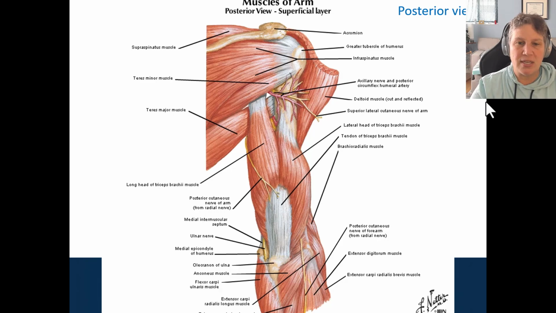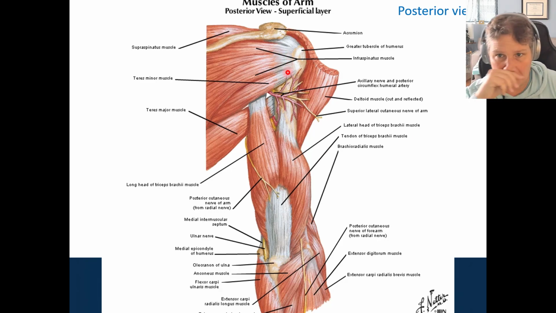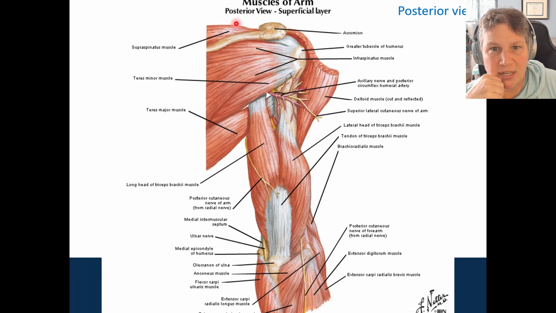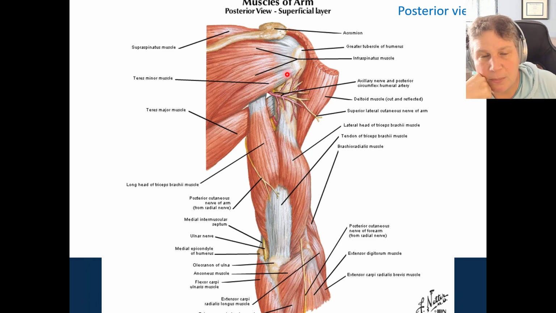Okay, here are some posterior view muscles. So what can you see here? Got some better pictures of the rotator cuff muscles, and we'll talk more about that. But we have the teres minor, infraspinatus, and supraspinatus. The other muscle, the subscapularis, is anterior. So those are the muscles of the rotator cuff.